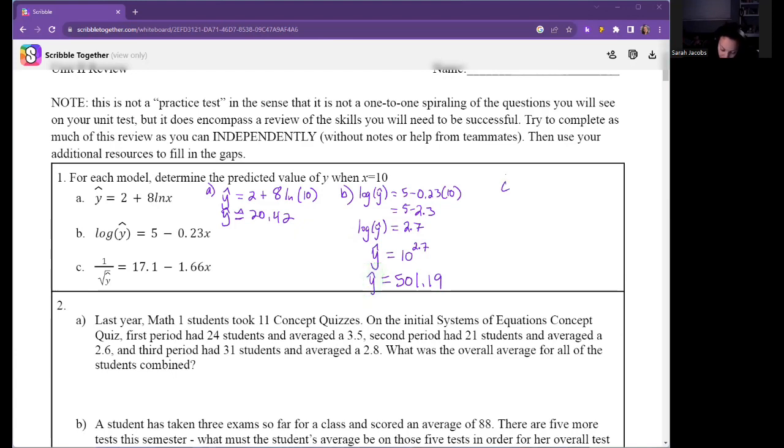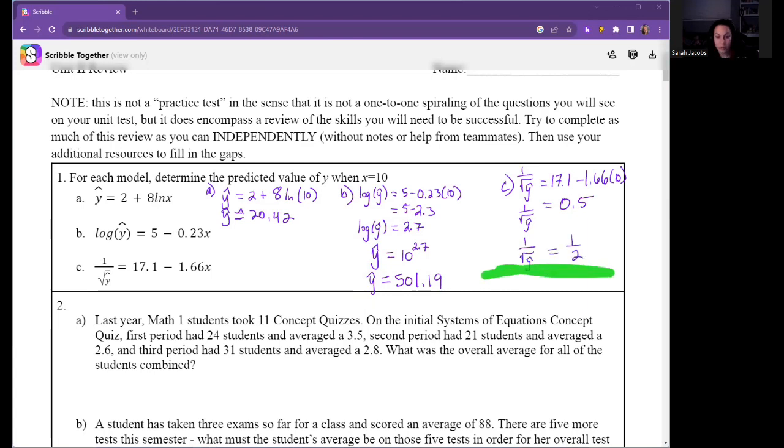And then for C, this one, I would start the same way. 1 over square root of y hat is equal to 17.1 minus 1.66 times 10. So 17.1 minus 16.6 is 0.5. That's handy. So, a couple ways to do this. You could square both sides first. Personally, I rewrote it as square root of y hat equals 1/2.